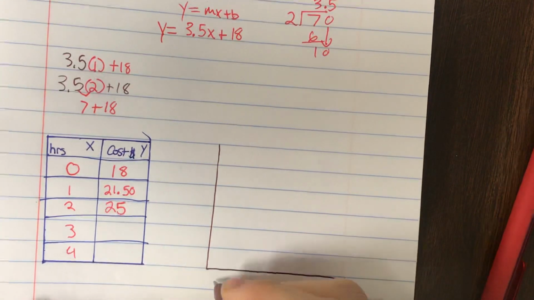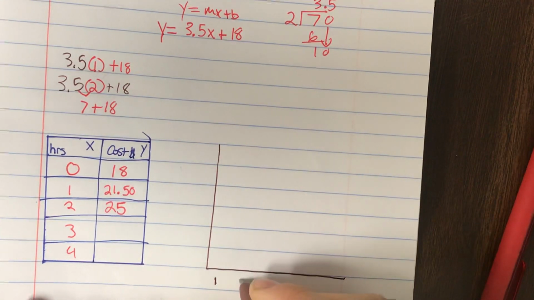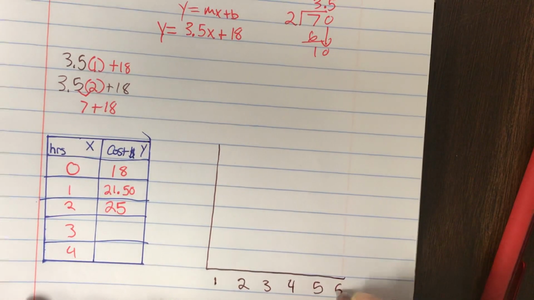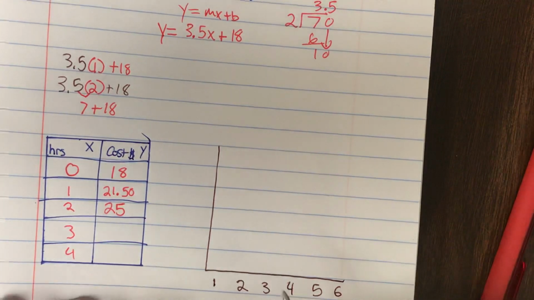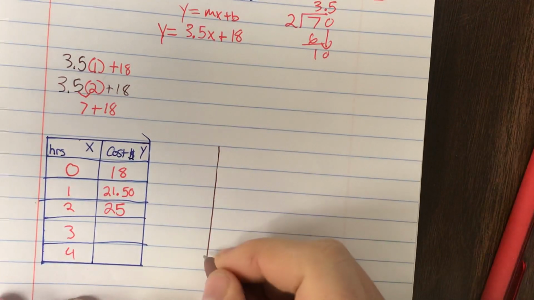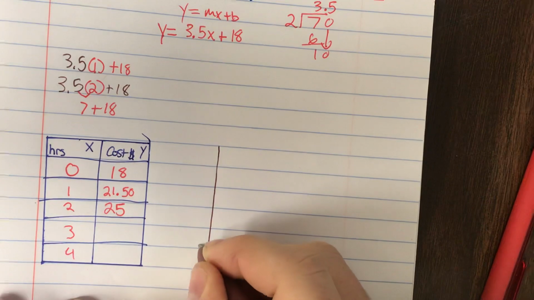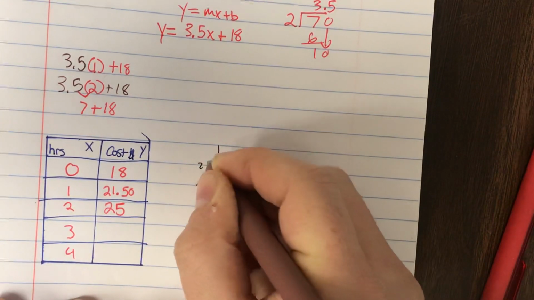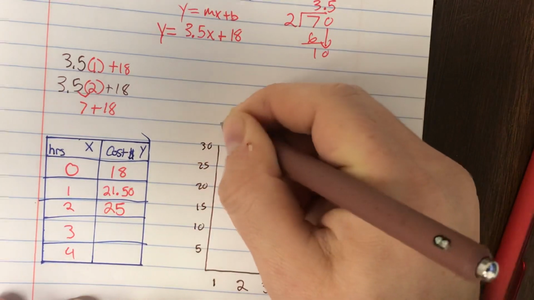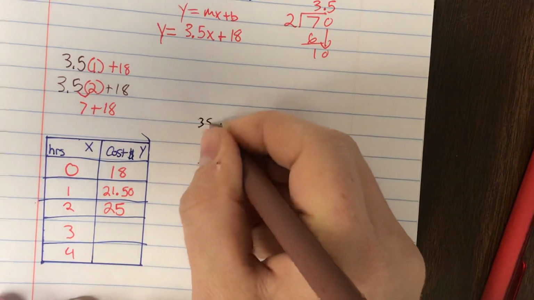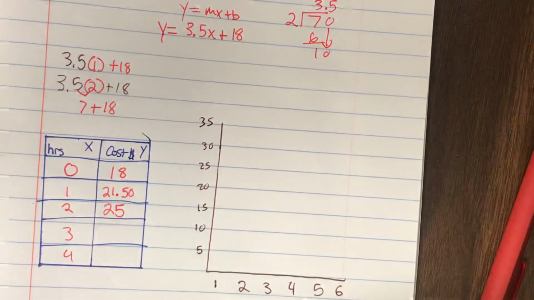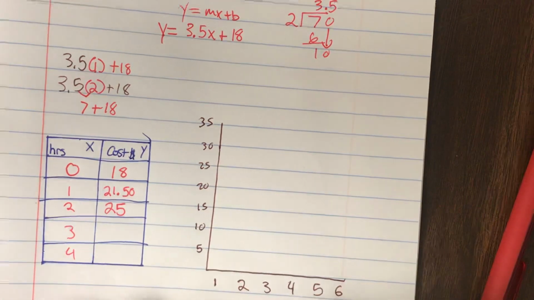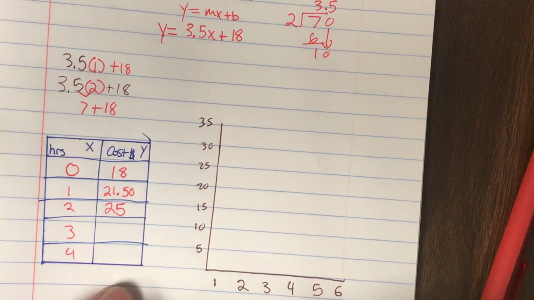Alright, so we know our x is hours, so we're going to go up by 1 every time here. And then we'll go up by 5 here. And they have to go a little further. Okay. So I'll help you graph these first 3 numbers, and then these last 2 numbers you're going to have to graph on your own with the y values that you got, okay?